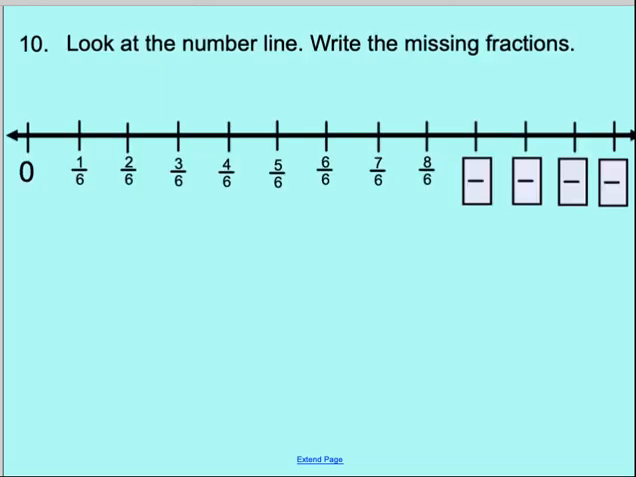Number 10, look at the number line, write the missing fractions. Ooh, all right, so let's see. Starting at 0, increasing by 1/6, another 1/6, increasing by another 1/6. Okay, so basically you're just counting by 1/6. So 8/6, this would be 9/6, 10/6, 11/6, and 12/6. So we know that this number line starts at 0. This is 1 right here, and it would end at 2, right? That's just like a little bonus info.